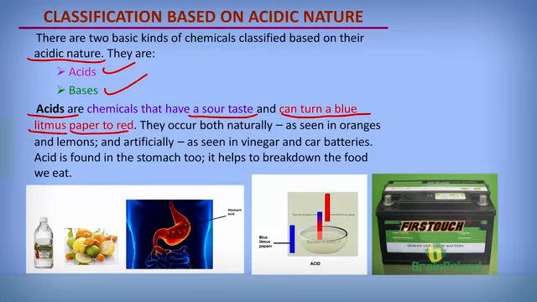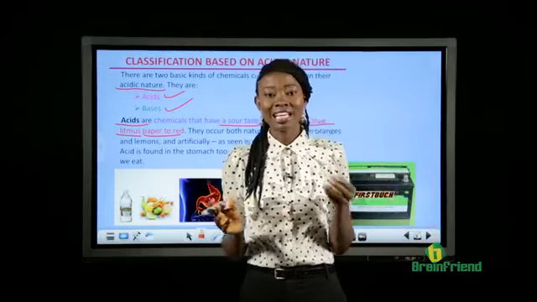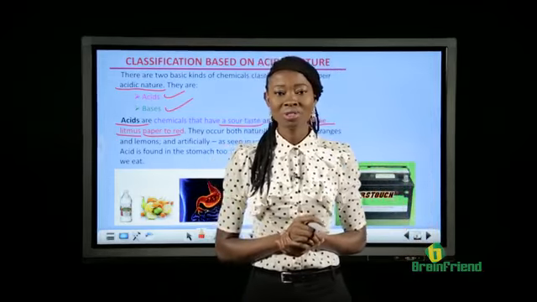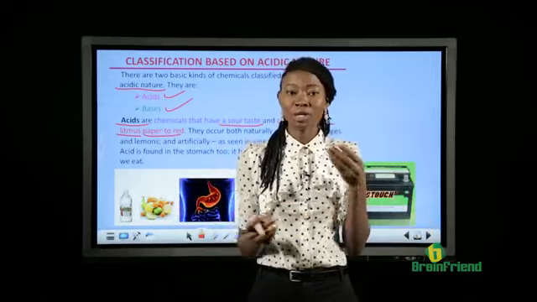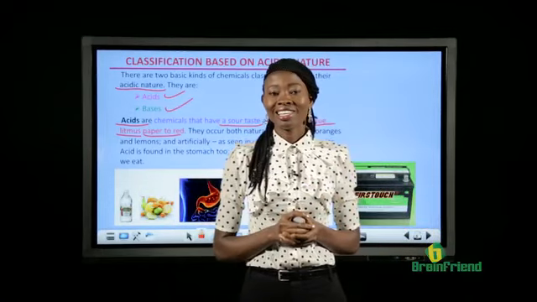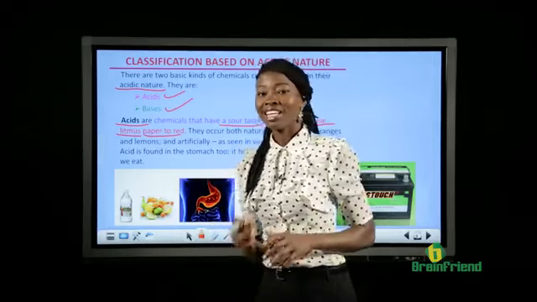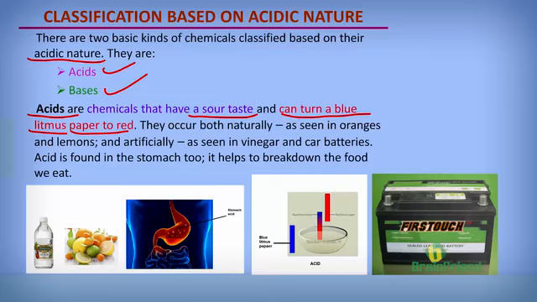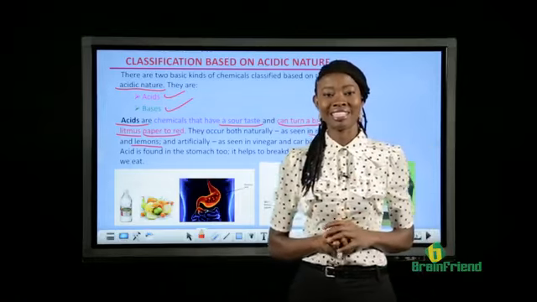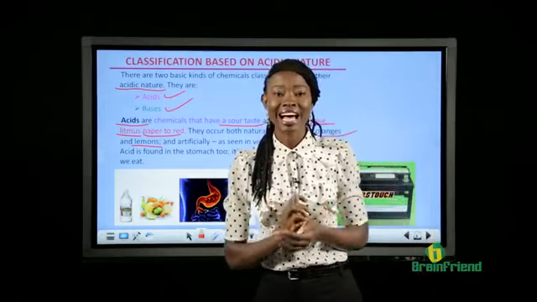litmus paper, to red. Have you ever tasted any fruits and the taste was sour in your mouth? Have you tasted any substance that turned out to be sour in your mouth? It might just be a chemical. Let's find out. Acids occur naturally in our environment, so we find acids in natural substances such as fruits, food, and so on. Naturally occurring acids can be seen in fruits such as oranges, lemons, and lime. You know how sour those fruits can taste? It is because they contain acids.